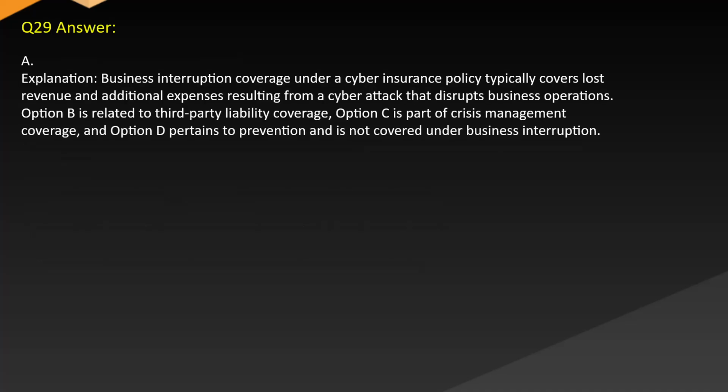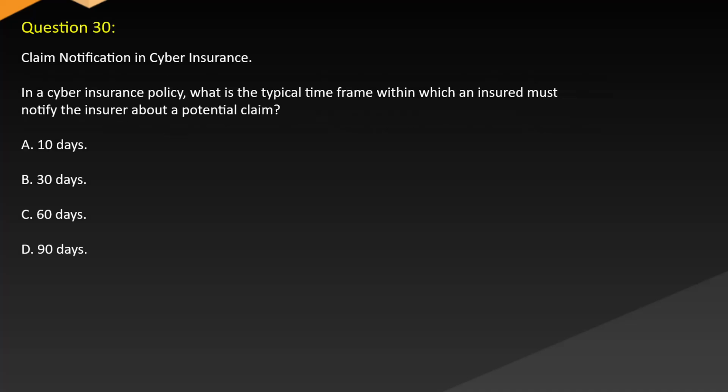Answer: A. Explanation: Business interruption coverage under a cyber insurance policy typically covers lost revenue and additional expenses resulting from a cyber attack that disrupts business operations. Option B is related to third-party liability coverage. Option C is part of crisis management coverage, and Option D pertains to prevention and is not covered under business interruption.